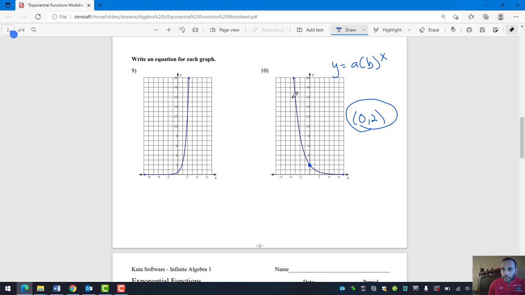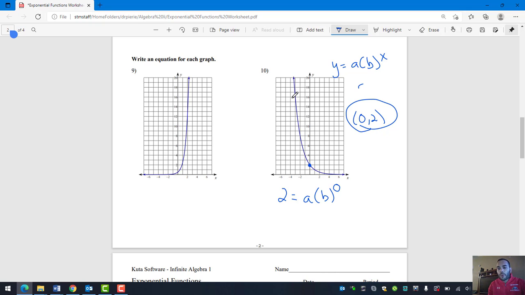When I plug 0 in for x, it should spit out a 2. Okay, so we can use this first piece of information to solve for a. So watch how I do this. What I'm going to do is rewrite this equation by plugging in this value for y and this value for x. Instead of writing y, I'm going to write 2. I still don't know what a is equal to. I still don't know what b is equal to. But for x, whenever I spit out a 2, I need to plug in a 0.